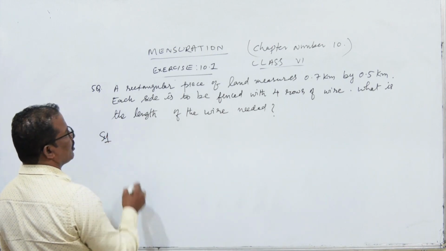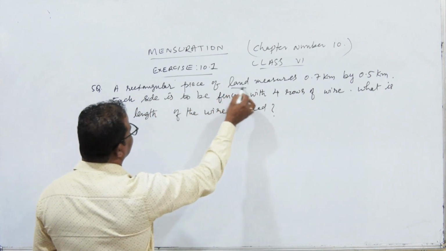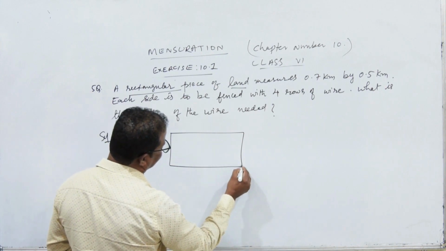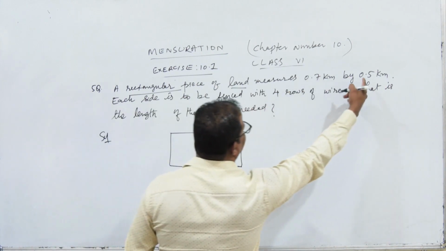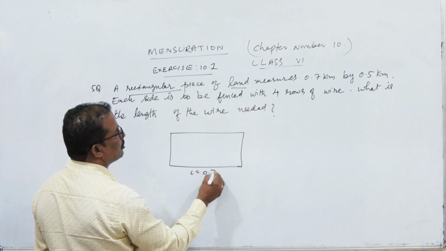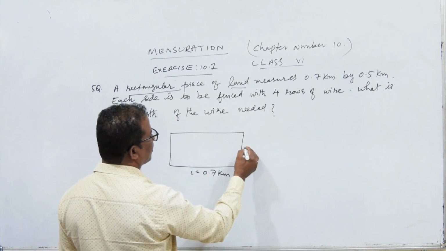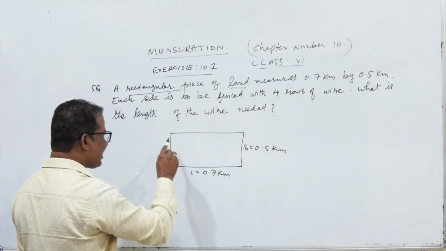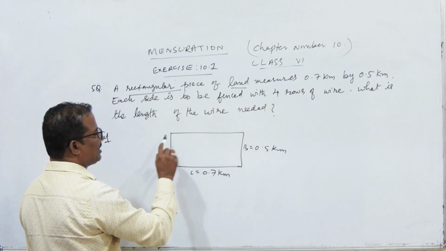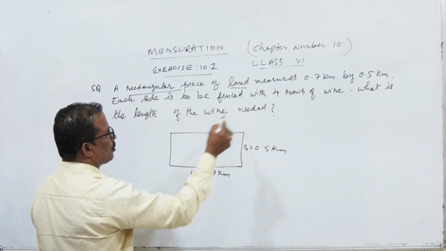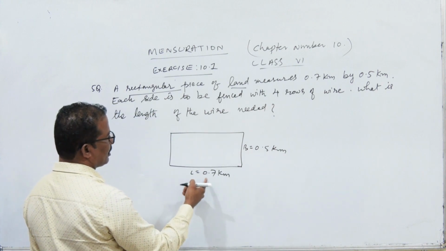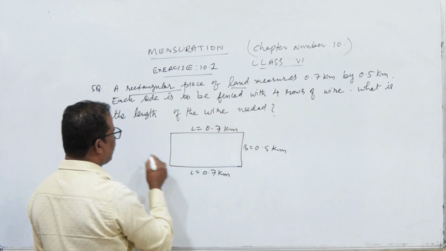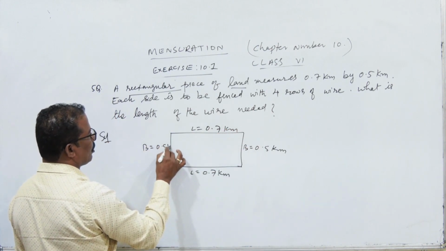See, the land is in the shape of what? Rectangular. So we can draw like this. So the land is in this shape, whose length and breadth are this and this. That means the length is how much? 0.7 kilometer and the breadth is how much? 0.5 kilometer. So each side is to be fenced, making a railing with how many rows? 4 rows. This length is this much, means this length is also the same, that is 0.7 kilometer, and the breadth is also here 0.5 kilometer.